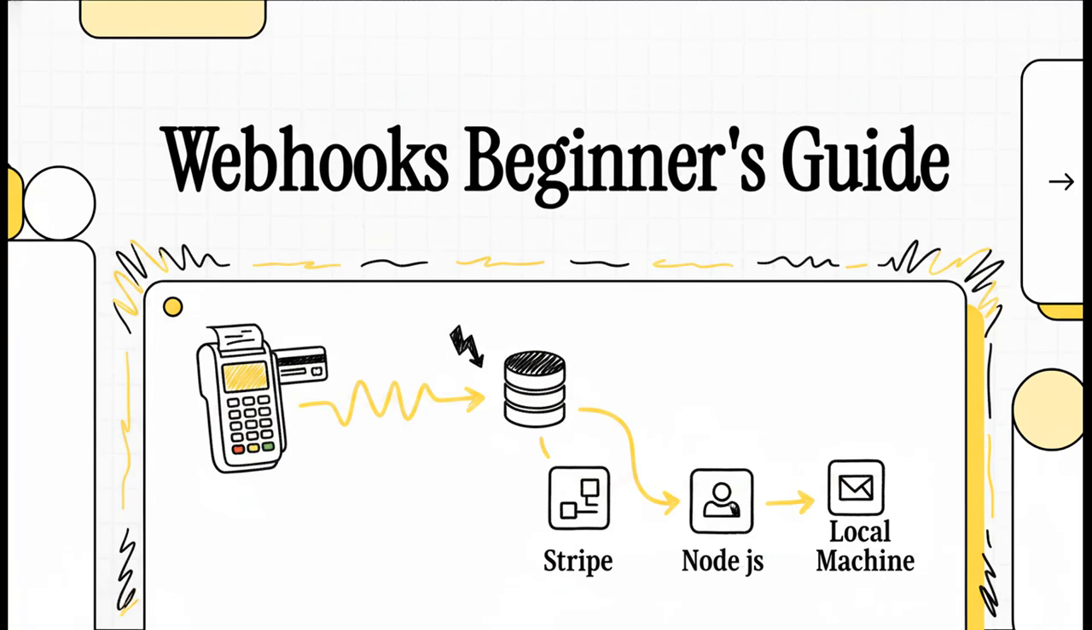Welcome to the Explainer. Today, we're going to unlock a literal superpower for your applications. Seriously, if you've ever wondered how modern apps talk to each other instantly, like how a payment system tells your database that a customer just bought something the very second it happens, well, the secret sauce is webhooks.